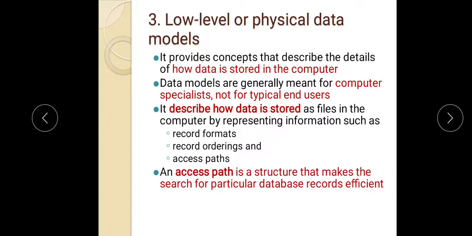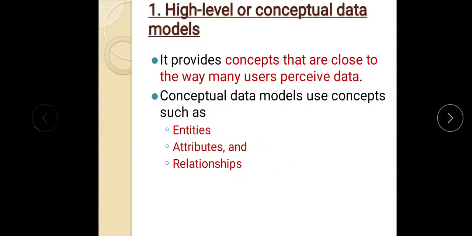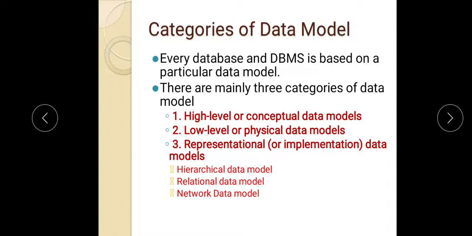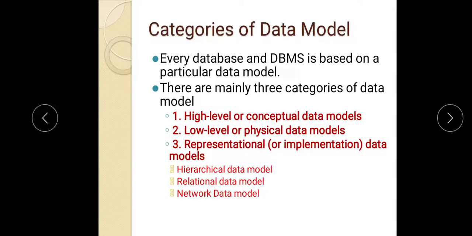Clear? So these are the three main data models that we have to study. This is a very important concept you have to study in detail. A data model is the collection of concepts that can be used to describe the structure of a database. So a data model is classified into these three: the high level or conceptual data model, the low level or physical data model, and the representational model. The representational model is further classified into three.